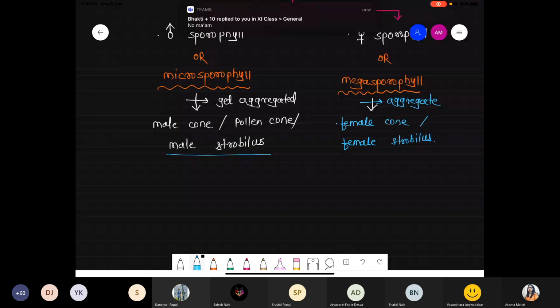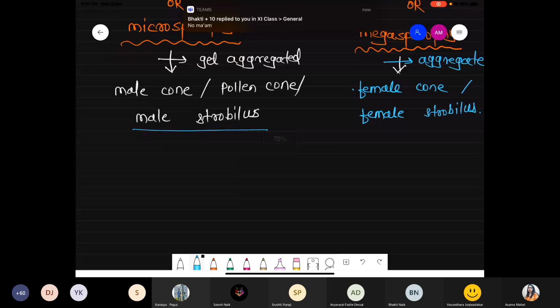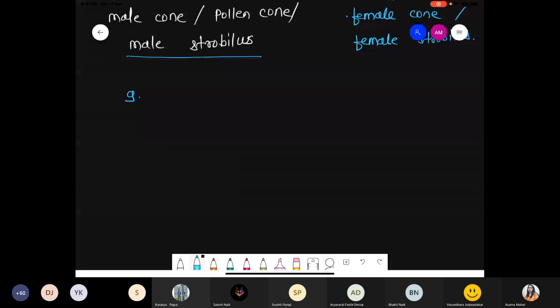Chalo. Now we are talking about the number 9 point. Number 9, we are talking about part of wood. In the anatomy chapter, we'll discuss this part. Wood is also called secondary xylem.